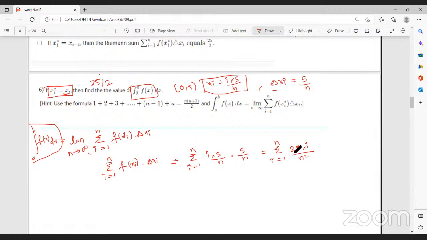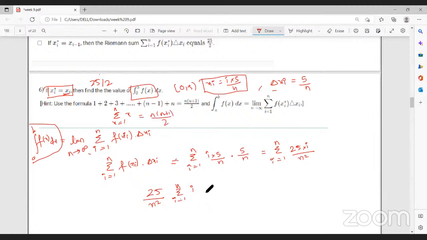Right. This 25 upon n square is constant, right? So I can take it outside. That is 25 upon n square, summation of i equals 1 to n of i. So here we are given the formula hint, right? Use the formula 1 plus 2 plus 3 and so on. That is summation of x equals 1 to n of x, it will be n into n plus 1 by 2.